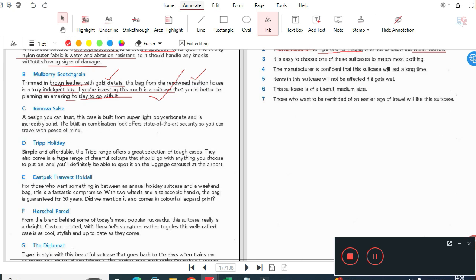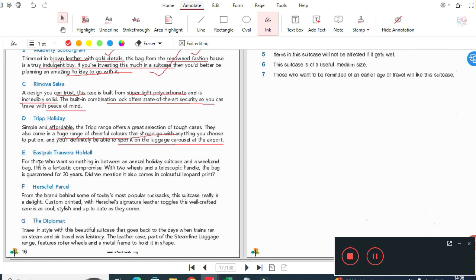Paragraph C, a design you can trust. This is built from super light, then incredibly solid. Built-in combination lock offers security so they can travel with peace of mind. Okay, so this one is not matching. That's simple and affordable. Affordable can be taken as a keyword. Then they also come in a huge range of cheerful colors. Choose one, and you will definitely be able to spot it on the luggage carousel at the airport. Now that is also not matching.